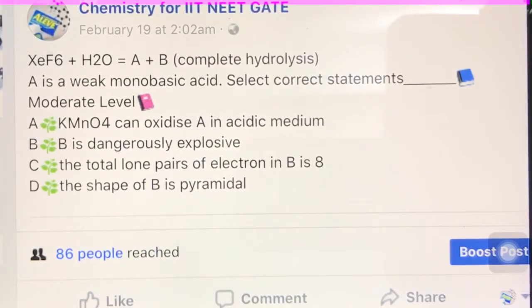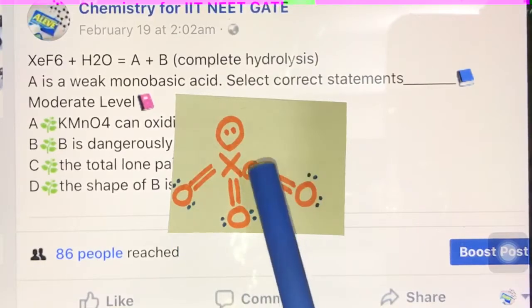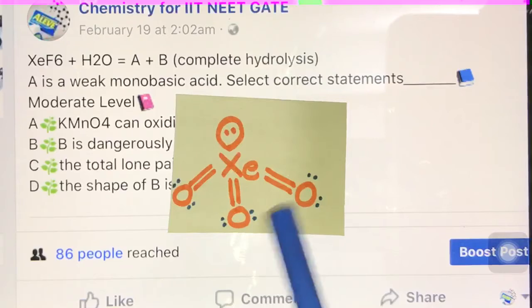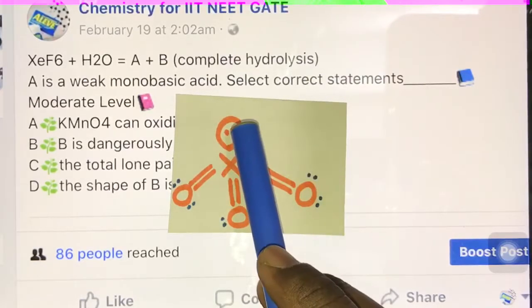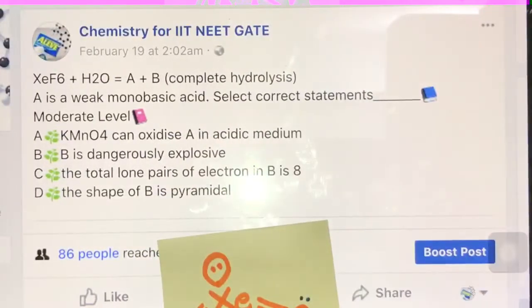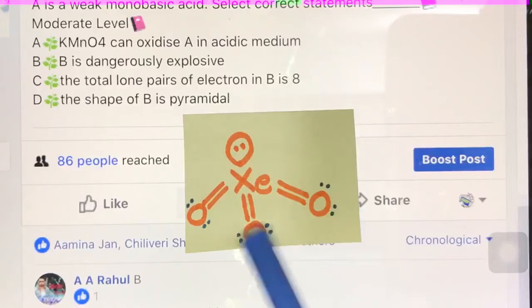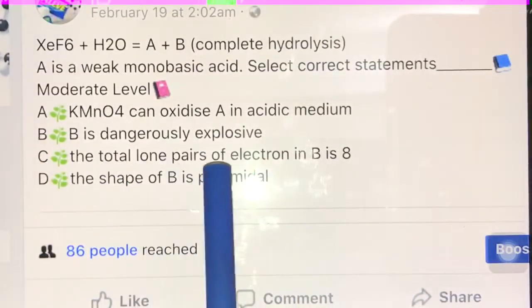C: the total lone pairs of electrons in B is 8. So let's see. This is xenon trioxide, and we see that this is xenon and 3 oxygen atoms. Xenon has 1 lone pair of electrons and each oxygen has 2 lone pairs of electrons. So 2, 4, 4, 8, 8 and 4, 12 and 2, 14. Sorry, so there are 14 electrons present, that is 7 electron pairs. We can see here 1, 2, 3, 4, 5, 6 and 7 lone pairs are present on xenon trioxide. But here the total lone pairs of electrons in B is stated as 8.